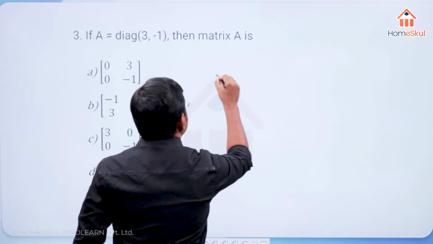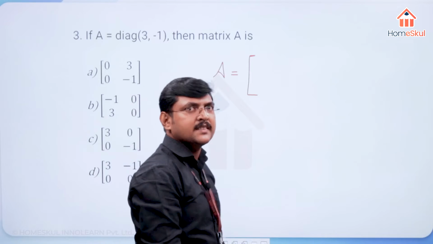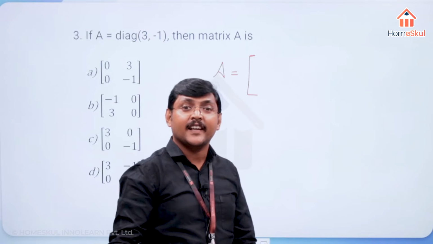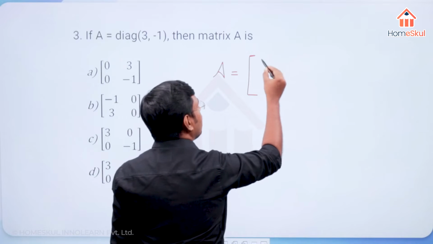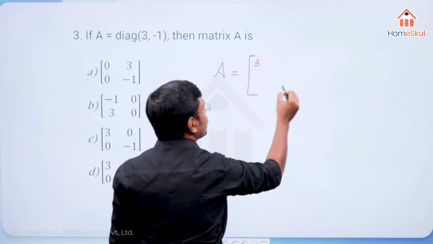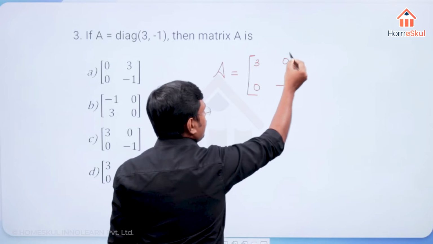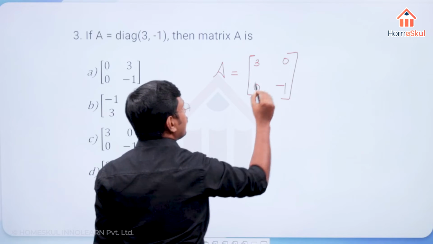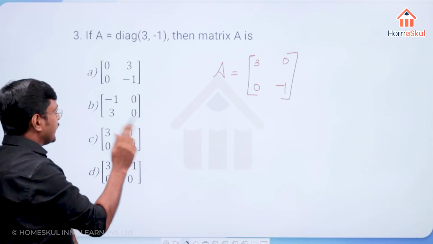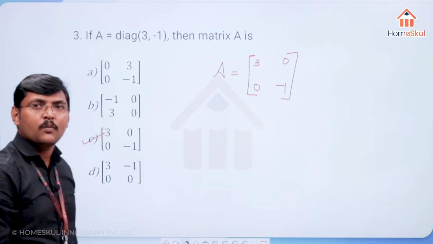So if I am considering A, if it is a diagonal matrix, what that means? It has only diagonal elements. That means the non-diagonal elements are 0. The non-diagonal elements means this is the diagonal, right? So we need to consider this 3 and minus 1 in the diagonal frame. The remaining frame will be 0. So that means A is equal to 3, 0, 0, minus 1. That is the answer for the question. And for this frame, the correct frame, it is option C, 3, 0, 0, minus 1.